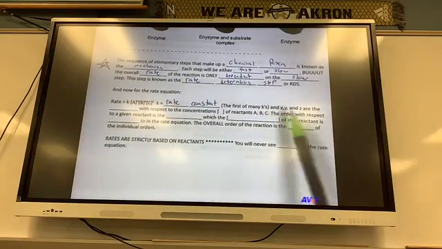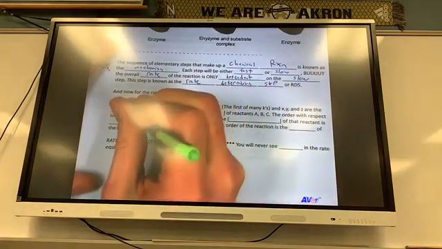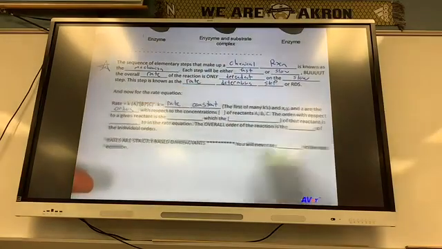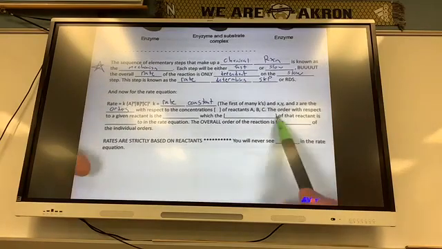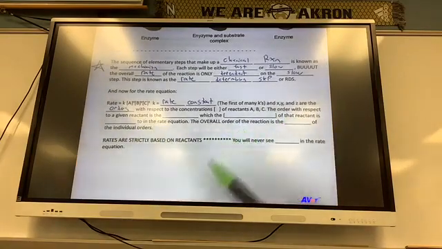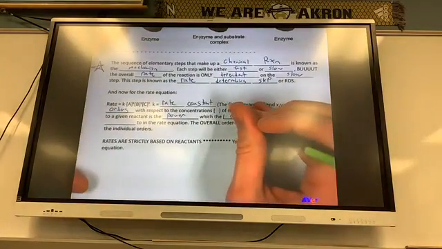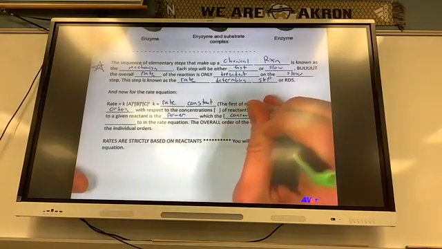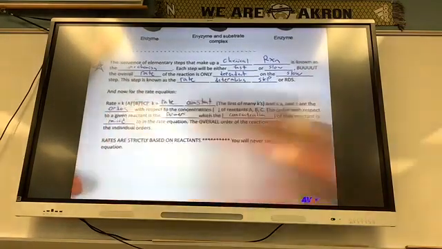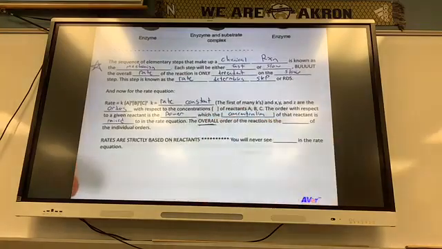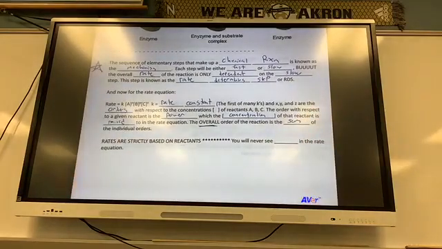So x, y, and z are the orders. They're the orders with respect to the concentrations, the brackets symbol, of reactants A, B, and C. The order with respect to a given reactant is the power which the concentration, I put it in a bracket, of that reactant is raised to in the rate equation. The overall order of the reaction is going to be the sum of the individual orders.